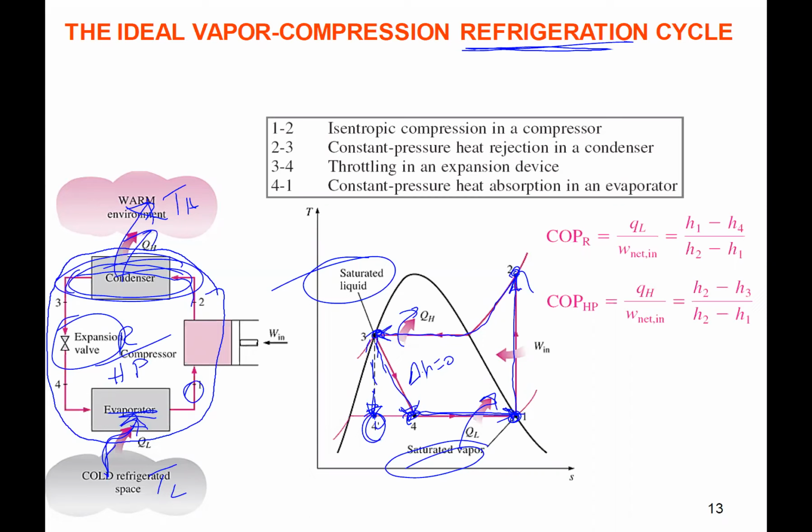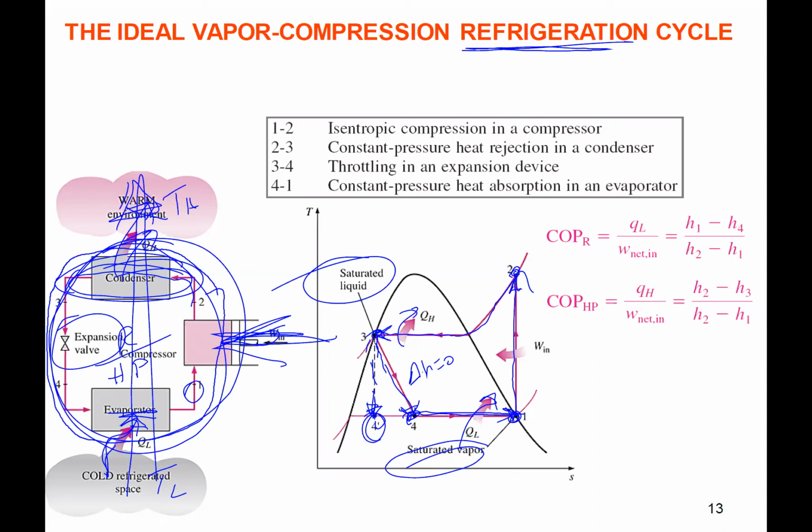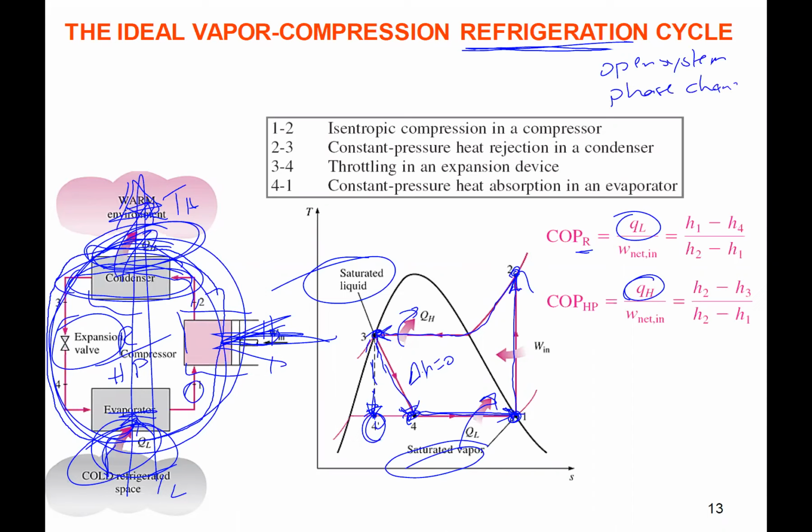Since overall, looking at our full cycle, we're moving heat from a low to a high temperature environment, we're putting in work. If we use this as a refrigerator, we want QL as large as possible, so that's our desired output. If we use it as a heat pump, we want QH as large as possible. Each component is one inlet, one outlet, an open system, with phase change. So energy conservation reduces to just the change in enthalpy for each component, except for the expansion valve, which is zero change in enthalpy because there's no heat or work.